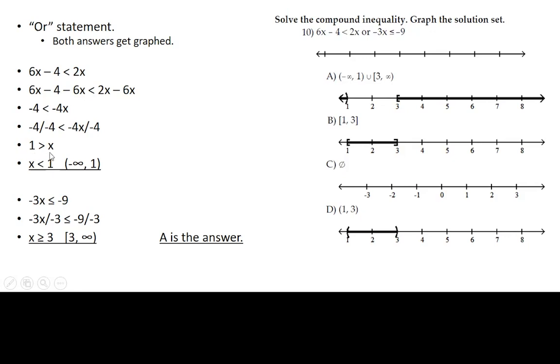So we have 1 is greater than x. But to help us graph, we want our x to be on the left side, so we flip the whole thing around. X is less than 1. That would be the interval from -infinity to 1 with a parenthesis because there's no or equal to.